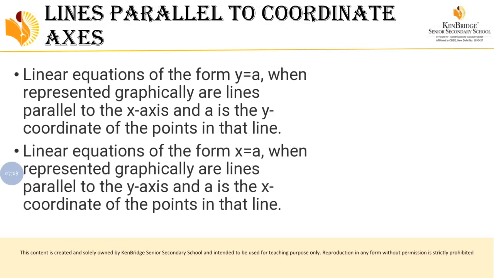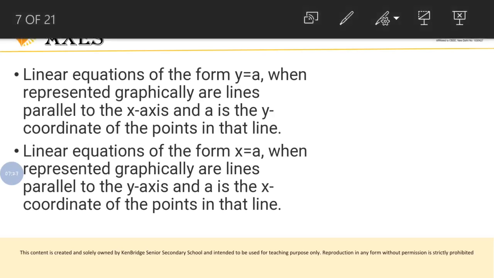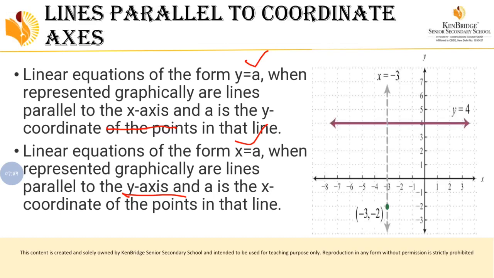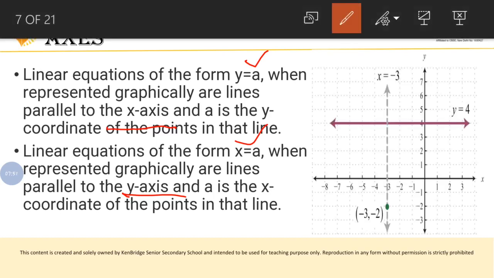So linear equation of the form, oppositely. First we have seen about y is equal to a, right? So here we have seen about y is equal to a. Now x is equal to a. If it is x is equal to a when represented graphically, lines parallel to the y-axis. If y is equal to a, the line will be parallel to the x-axis, and if x is equal to a, the line will be parallel to the y-axis. Okay, and a is the x coordinate of the point in that line.